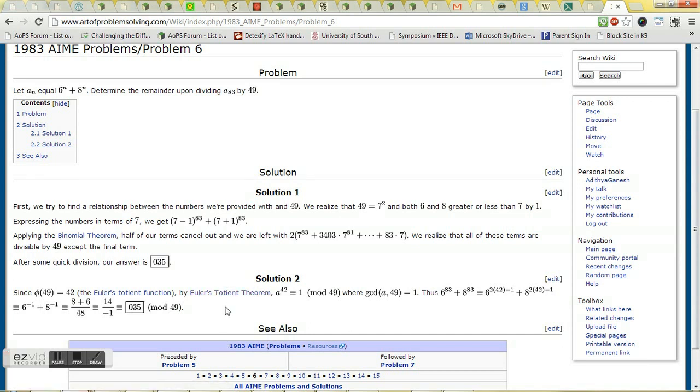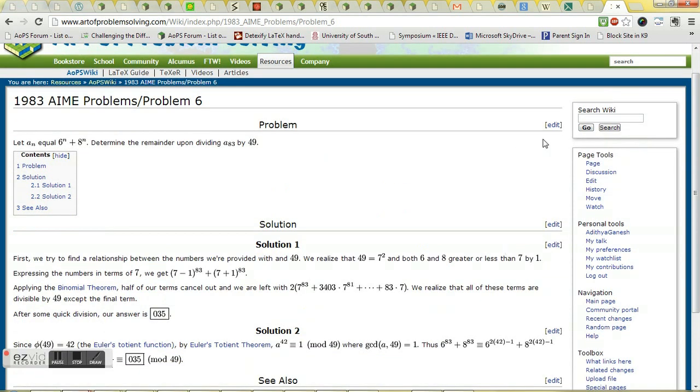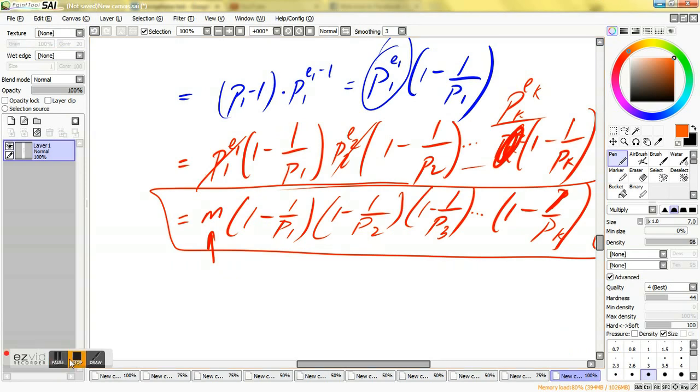And by the totient theorem, which is what I just described, it yields that a to the 42 is congruent to 1 mod 49. And by using this fact, you can easily solve this problem. Just one of the many applications of this.